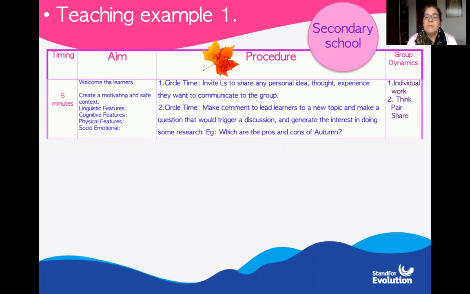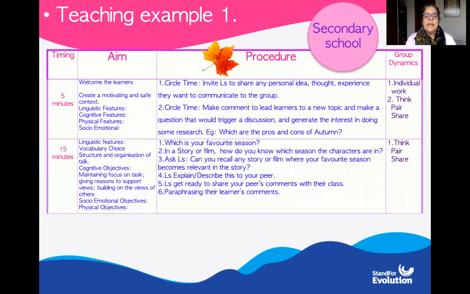In the same circle time, you're going to introduce a new topic to the learners and ask a question that would trigger a discussion and generate interest in doing some research. For example, in this case, which are the pros and cons of autumn? Let your learners discuss this for a while. You might have some learners who are really fond of autumn, others that don't like it very much. And then in the next period of 15 minutes, which is your favorite season?